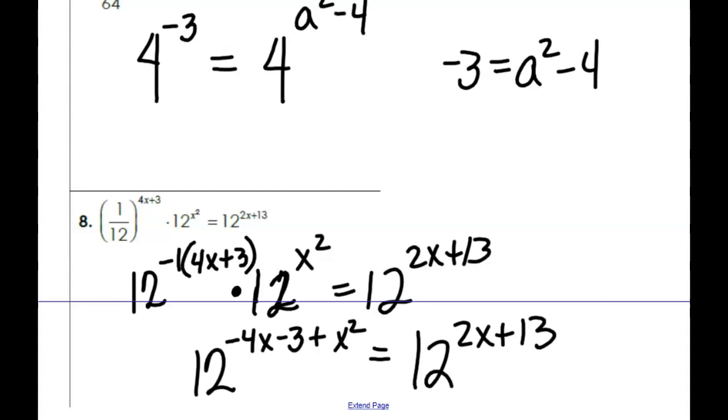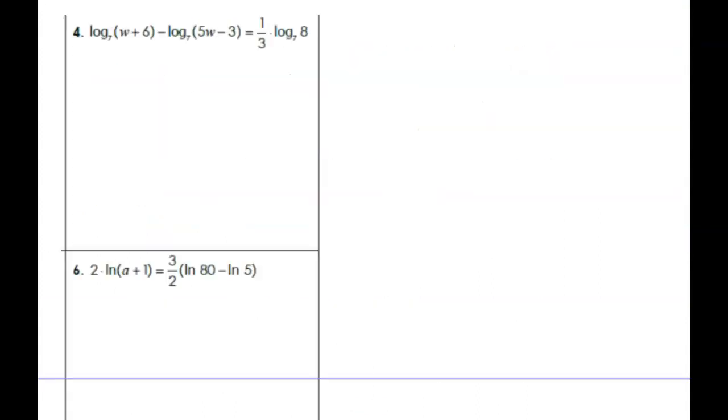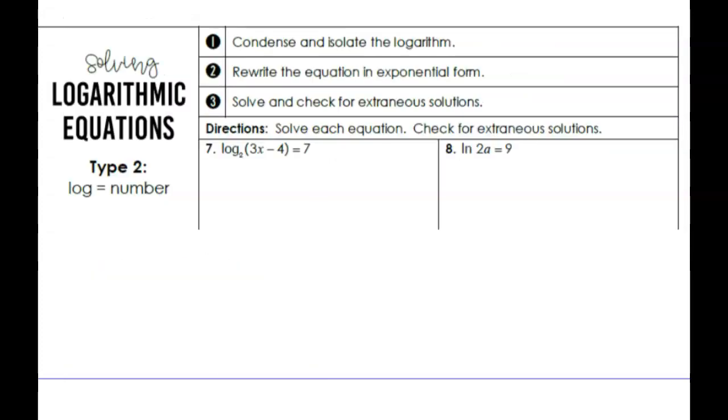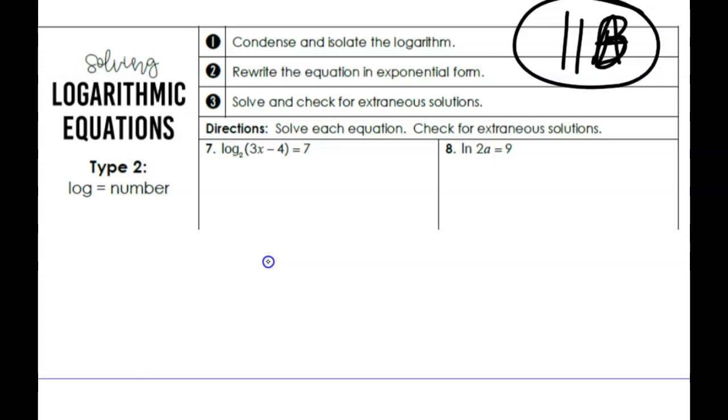What I really want to do to finish today is talk about these two questions. Anybody find what worksheet this is? It's called Log Equations Type 2. 11A? Nope, that's type 1. 11B? 11B. Okay, I just want to set these two up because this is the kind that students struggle with the most, I feel like.